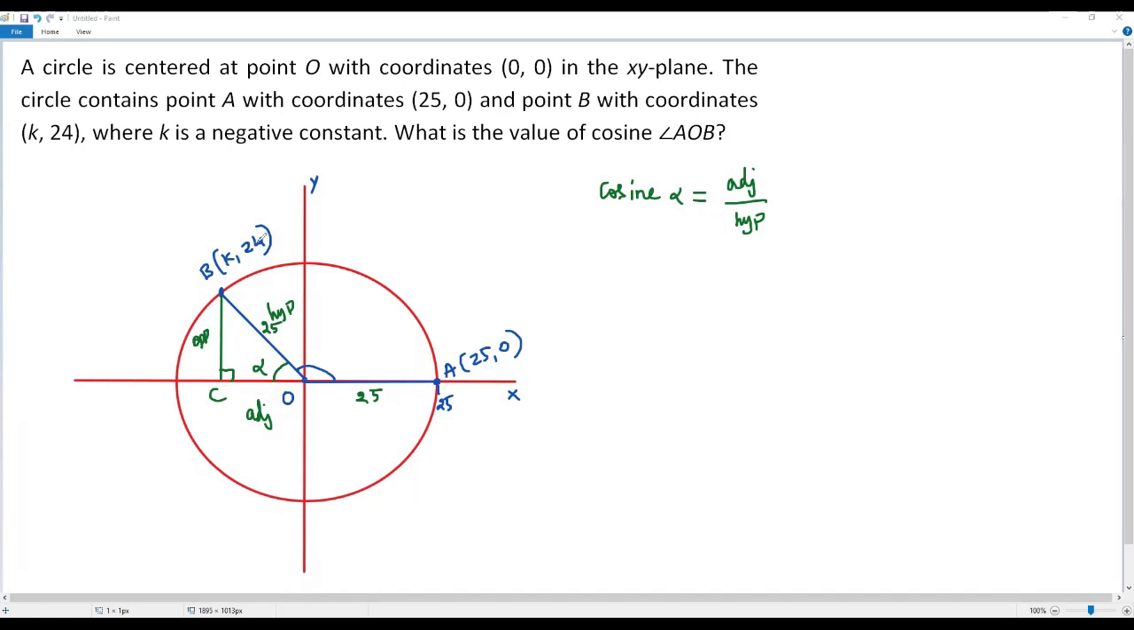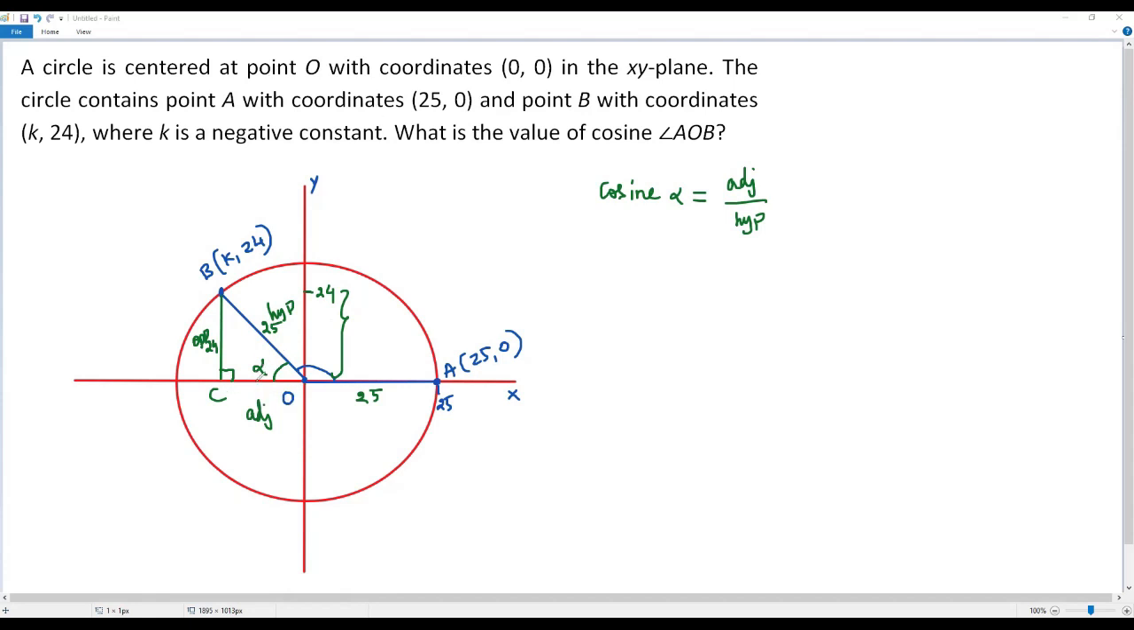Now let me consider the y-coordinate of the point B, that is 24. Then we have the value 24 on the y-axis over here. What is the length of this line segment? That is 24. The same length we have for this line segment BC, that is the length of the opposite side, 24. In this right triangle OBC, I have the length of the hypotenuse, that is 25, and I have the length of the opposite side, 24. Here we can get the length of this adjacent side OC using the Pythagorean theorem.